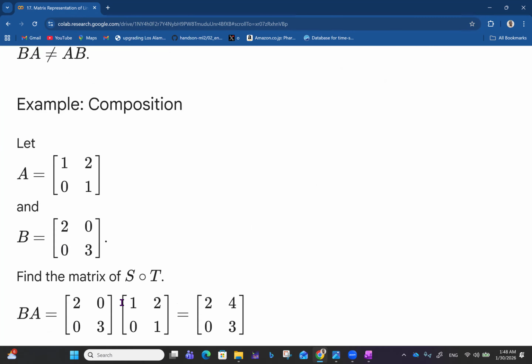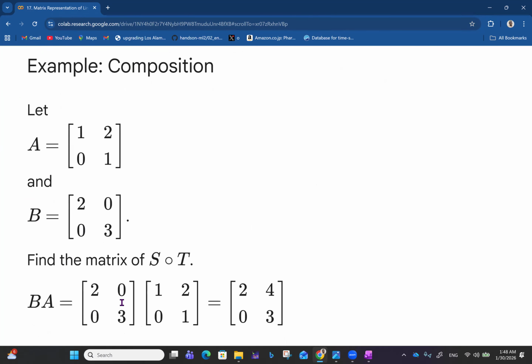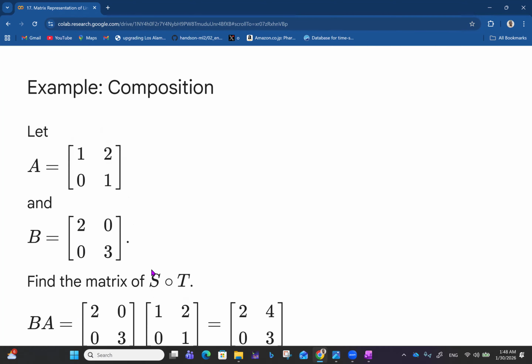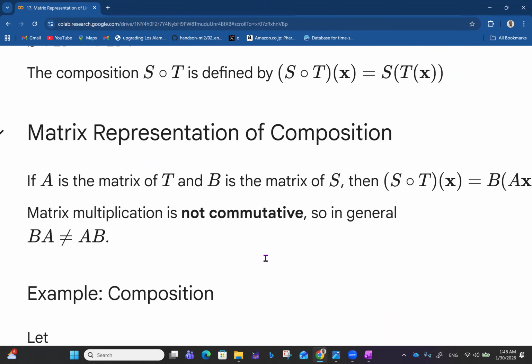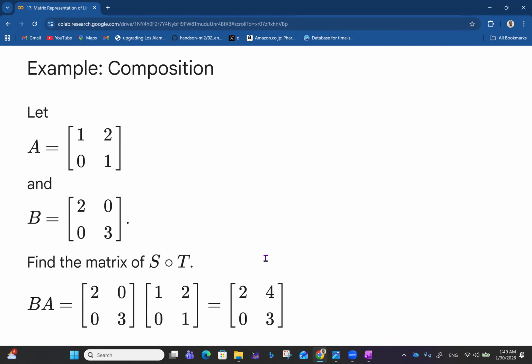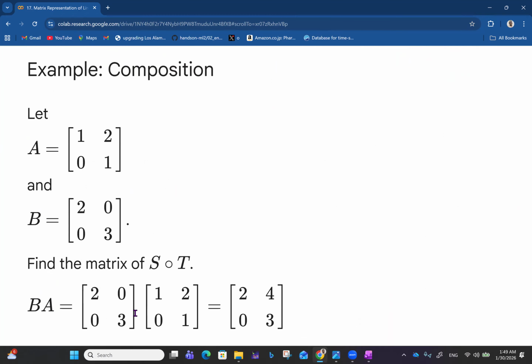So look at this here now. We talk about composition. Composition is basically matrix multiplication. That's the essence of everything we've been talking about. So if A is 1, 2, 0, 1 and B is 2, 0, 0, 3, find the matrix of S of T. We already know that A is the matrix of T and B is the matrix of S, like what we had up there. So if you need S of T, that means we have BA. That's matrix B multiplied by matrix A.